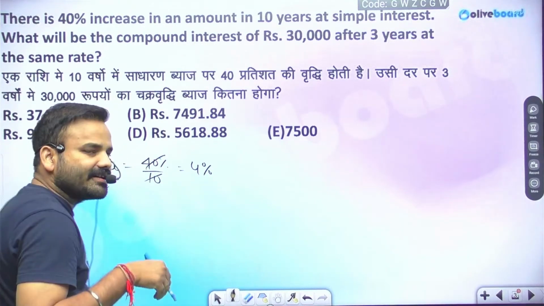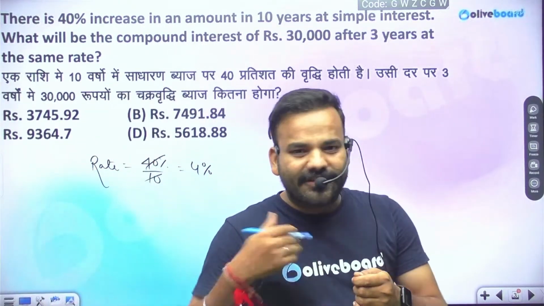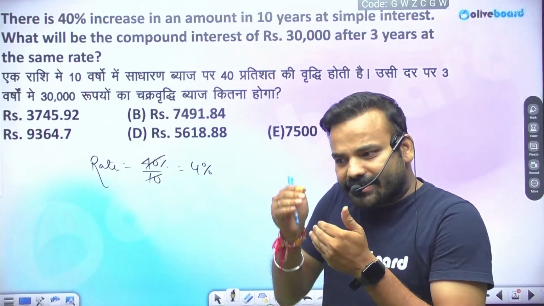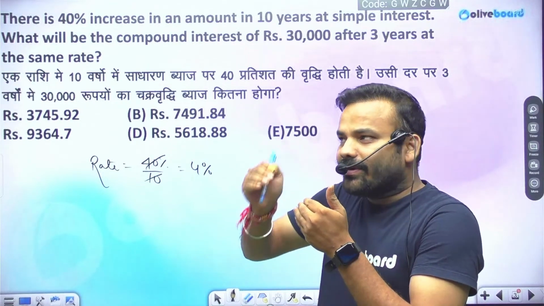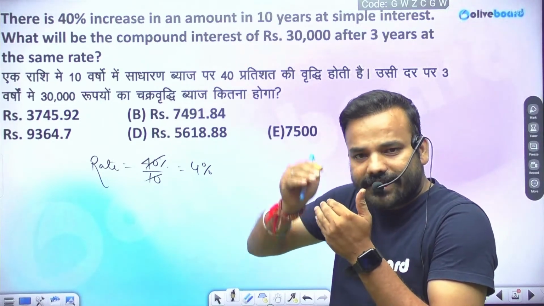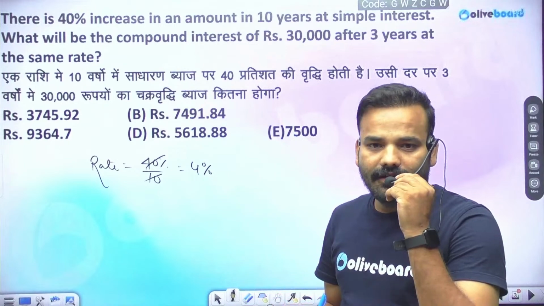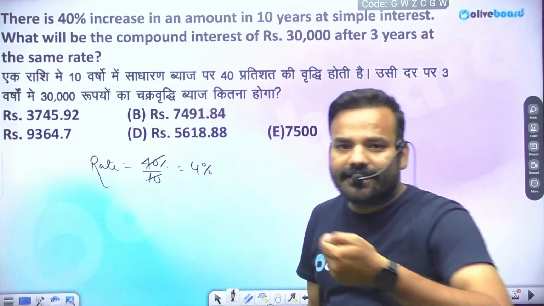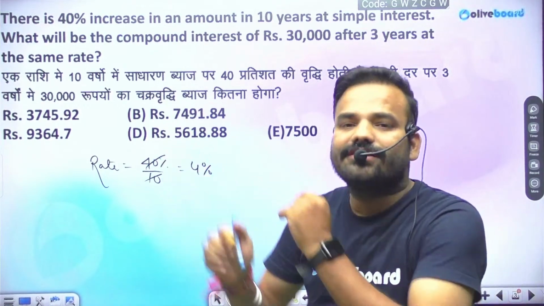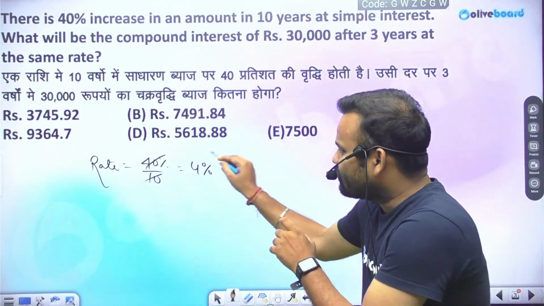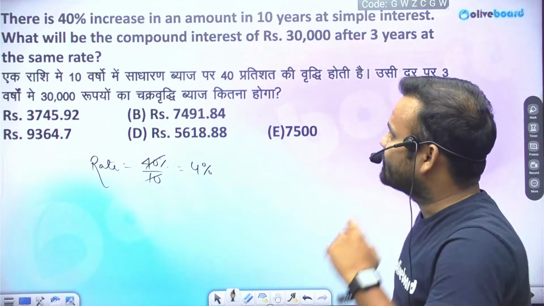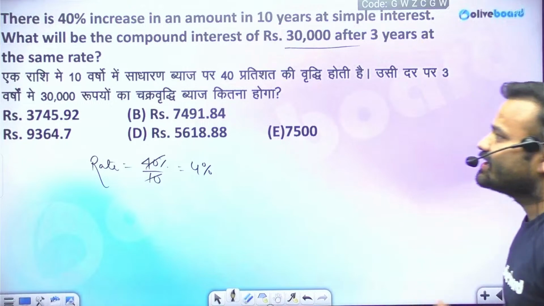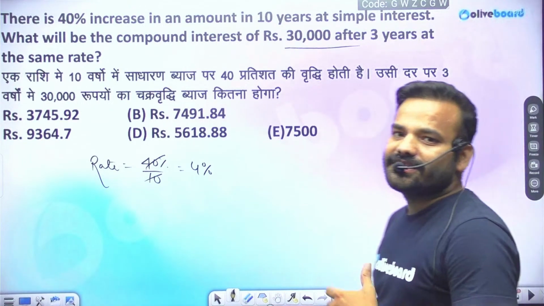Because in simple interest, the value is always calculated on the principal, there is an equal growth. But in compound interest, it is a geometric progression and the values increase exponentially. If in simple interest there is a growth of 40% in 10 years, that means an equal gap of 4% each year. Now, taking the 4% rate of interest, what will be the compound interest on rupees 30,000 after 3 years?